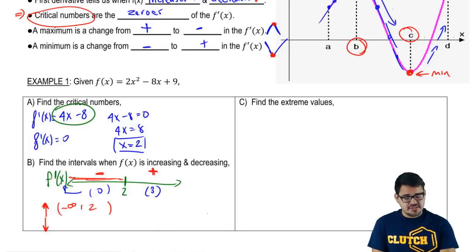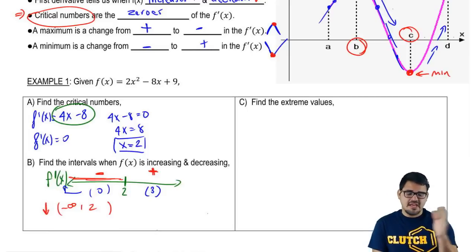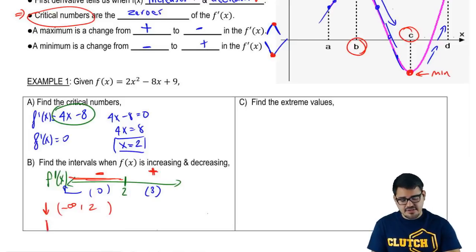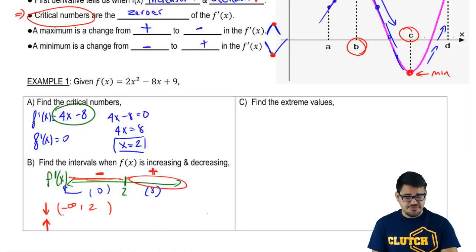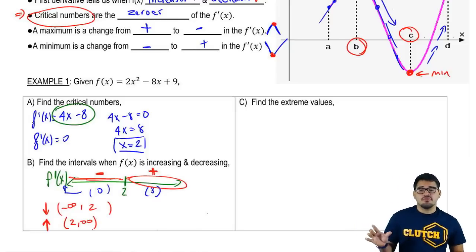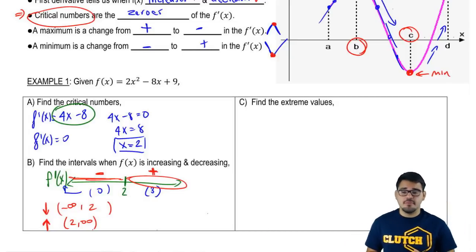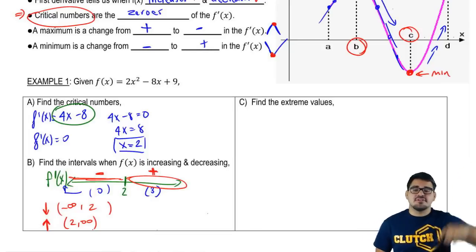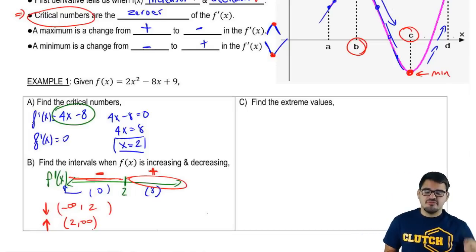And where I'm increasing is where it's positive. Oh, actually I should put this backwards. Because I am decreasing here from -infinity to 2. And I am increasing for where the derivative is positive, which is here, from 2 to infinity. So my interval where I'm increasing is from 2 to infinity. So you guys see how my function changes from decreasing to increasing, right? So that's going to lead into the next part of this, which tells us to find the extreme values.